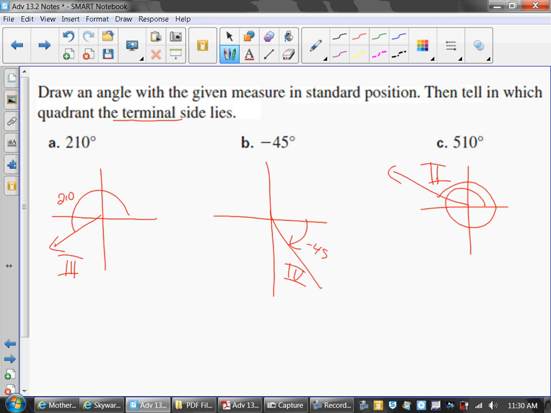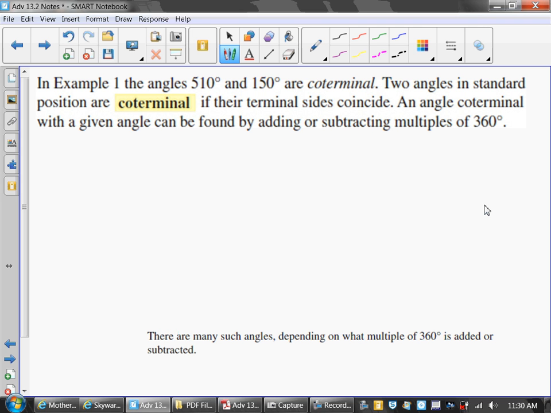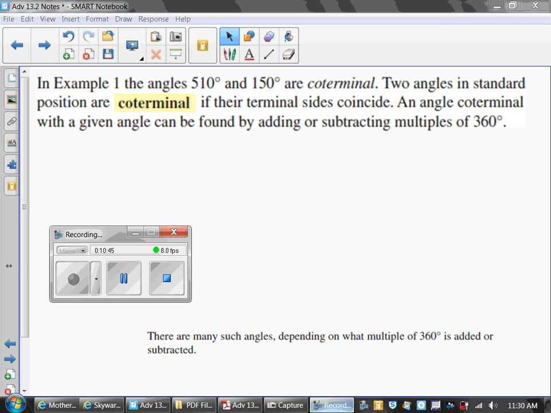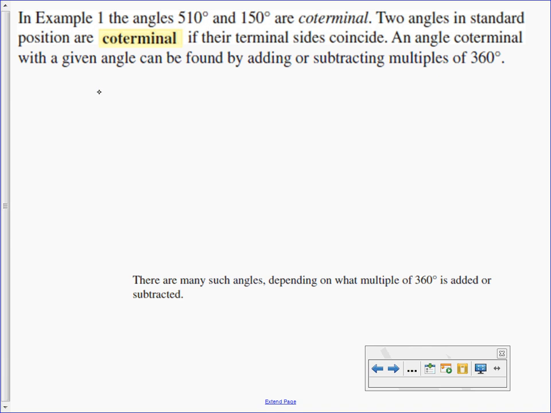So, to go back to what Kelsey was asking about, what's the practicality of having the negative 45-degree angle? Well, what happens here is that you actually have what are called coterminal angles. Coterminal angles are angles that share the same terminal side.